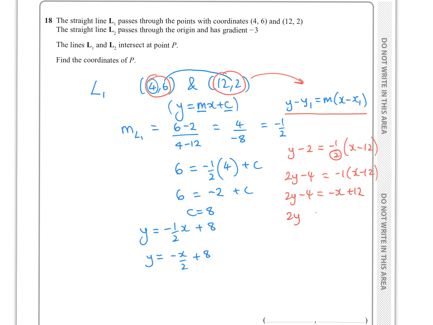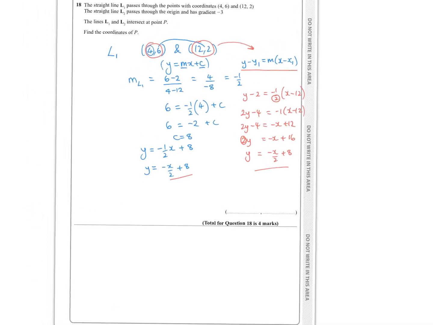So that means 2y is going to be negative x plus 16. And divide both sides by 2 here to get y on its own. Would be minus x over 2 plus 8. So the same way there. So see which way you like best, and then you can go your own way with it.